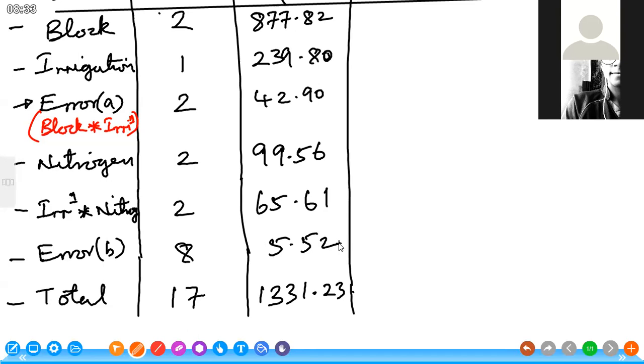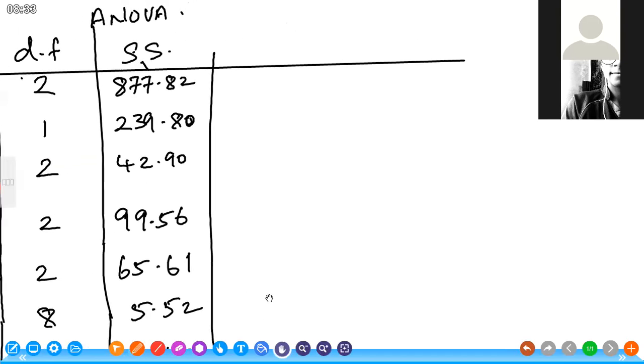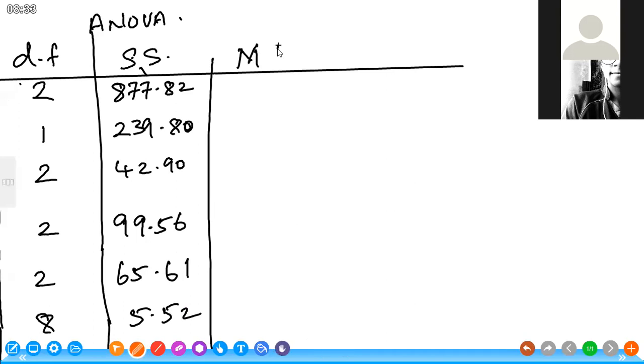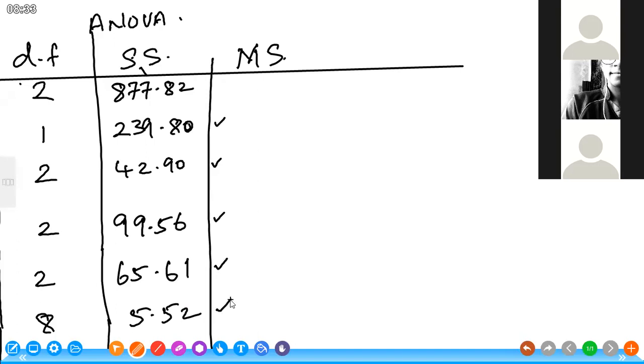We will continue. Now we can calculate the mean squares. We calculate the mean square for irrigation, the mean square for error A, the mean square for nitrogen, the mean square for the interaction between irrigation and nitrogen, and the mean square for error B. Can you calculate the mean squares and tell me the values? Block mean square is not necessary. If you want, you can calculate it, but not necessary.